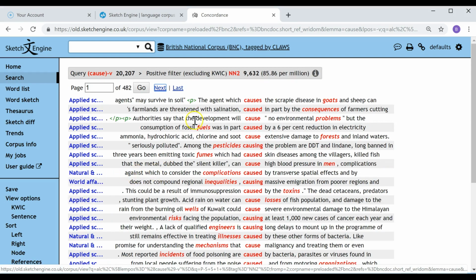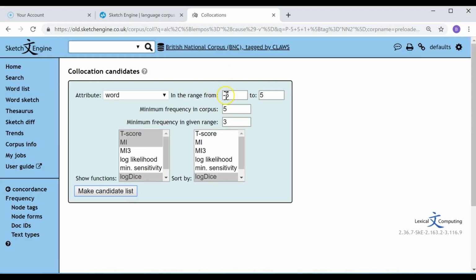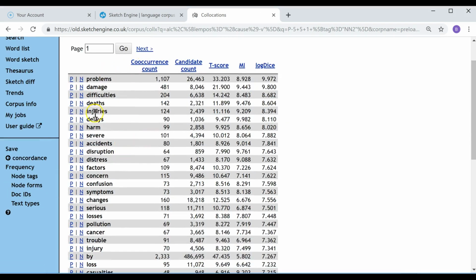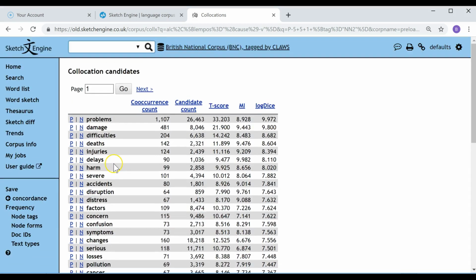So if we do this and then we look at collocations again, we'll get the nouns which are most associated. Here we are, we have all nouns. Interesting that it's not always nouns, because we got adjective. It doesn't change things very much.